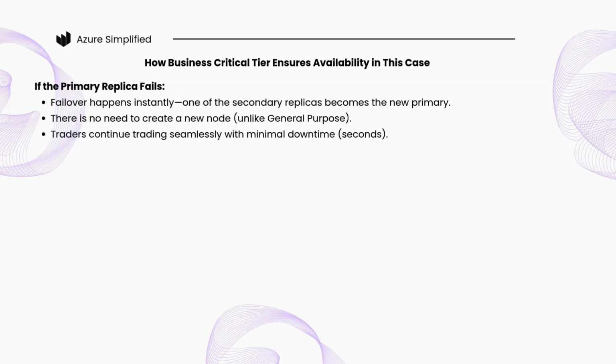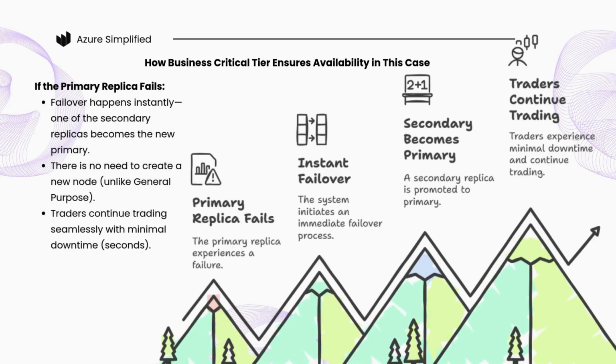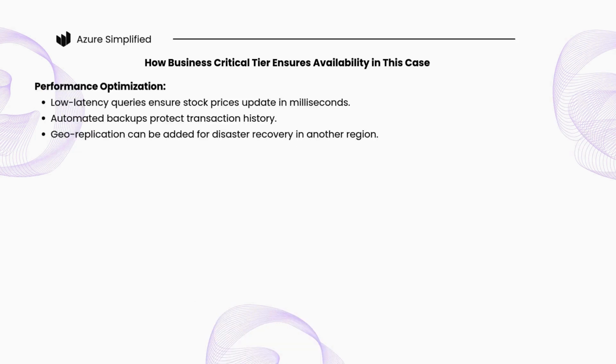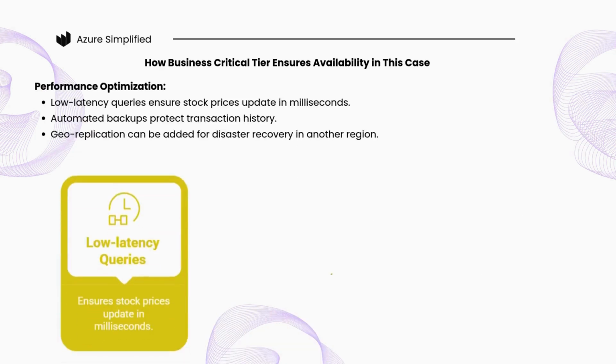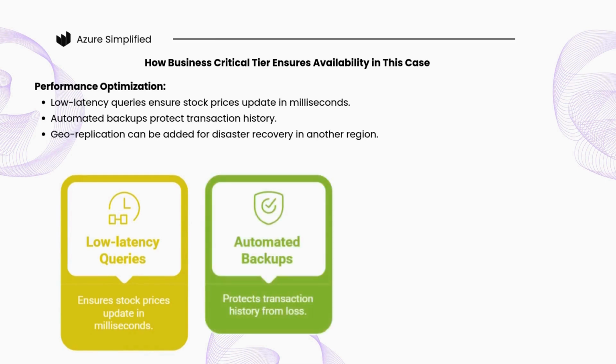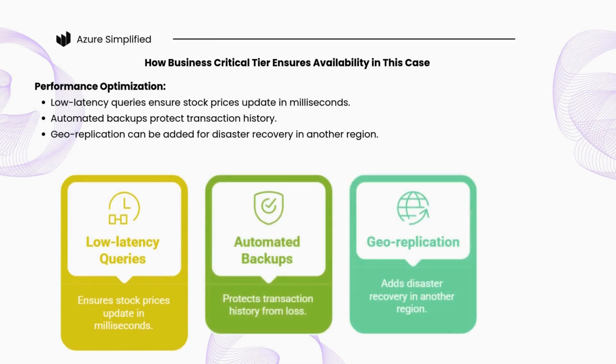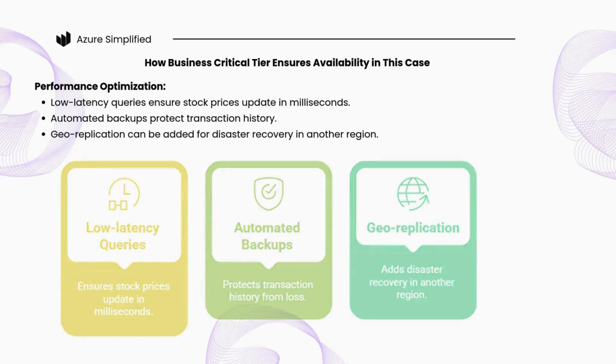If the primary replica fails, failover happens instantly, one of the secondary replicas becomes the new primary. There is no need to create a new node, unlike general purpose. Traders continue trading seamlessly with minimal downtime, seconds. Performance optimization, low latency queries ensure stock prices update in milliseconds. Automated backups protect transaction history. Geo-replication can be added for disaster recovery in another region.